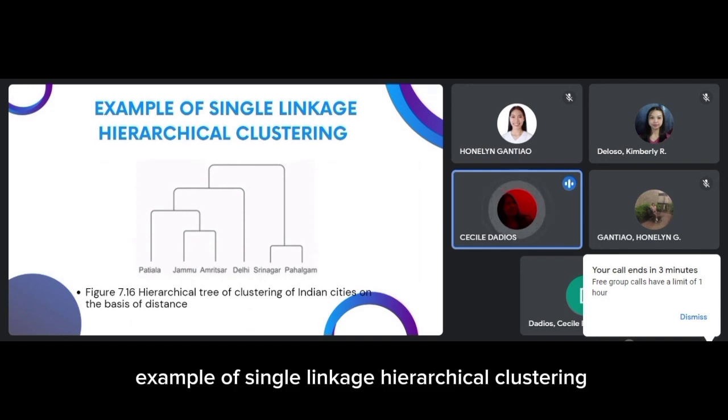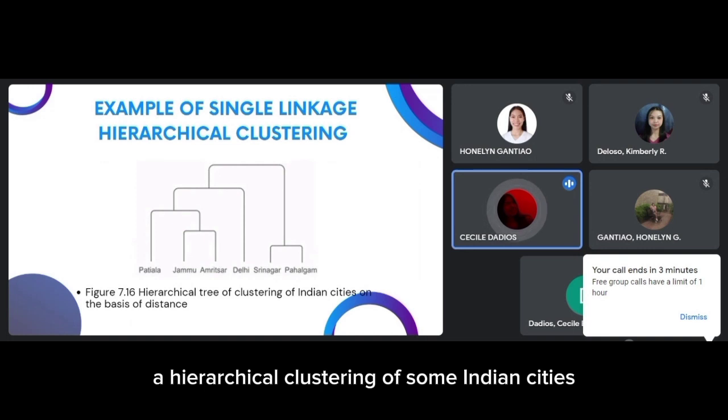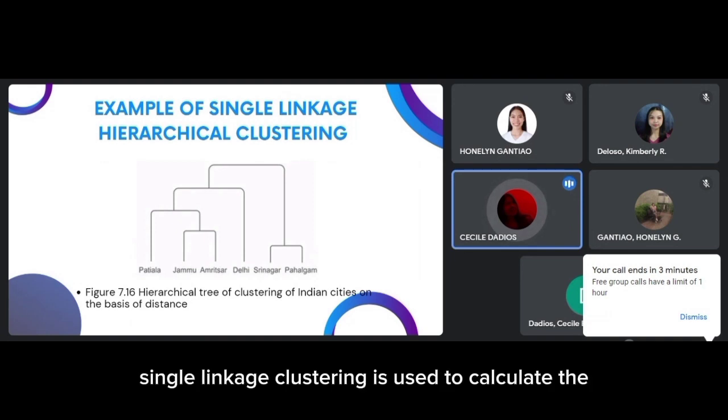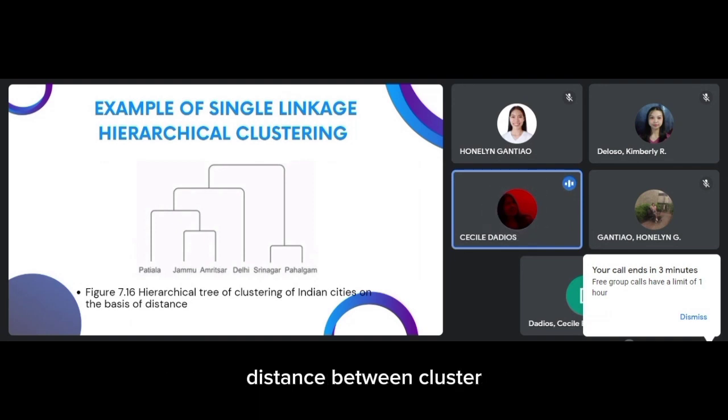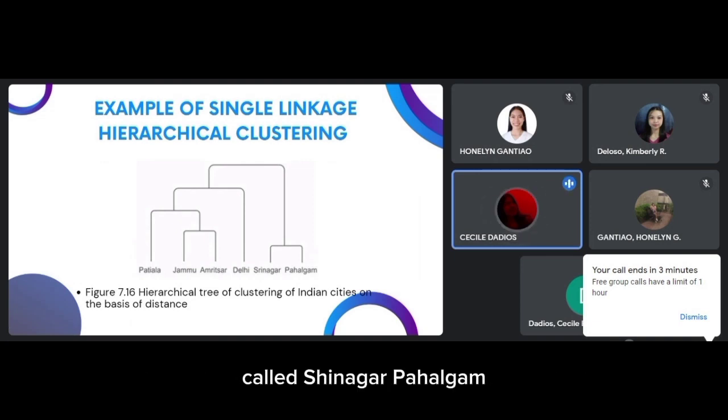Example of single linkage hierarchical clustering. Let's perform a hierarchical clustering of some Indian cities on the basis of the distance in kilometers between them. In this case, single linkage clustering is used to calculate the distance between clusters. The distance matrix with the sequence number M0 is shown. The nearest pair of cities is Srinagar and Pahalgam, as the distance between them is the smallest. So these cities are combined into a single cluster called Srinagar Pahalgam.